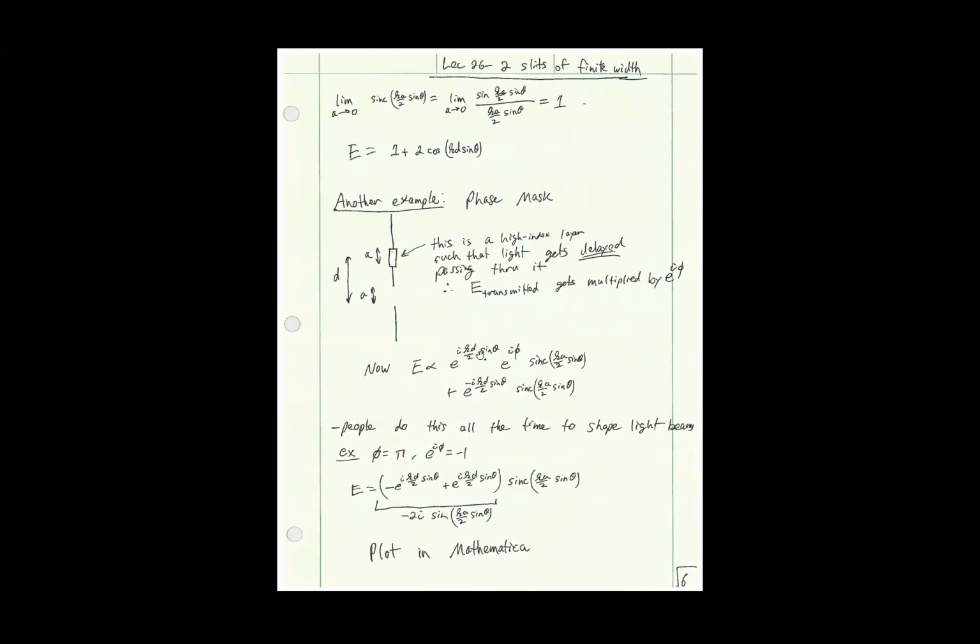Another example, if we had a phase mask here, like in the case of the spatial light modulator, then we would still have everything we had before. We'd get a sinc from each one, but this top one would get an additional phase shift, e to the i phi, where e to the i phi would depend on how much the light got delayed in here. And again, that's what people do to shape light beams.